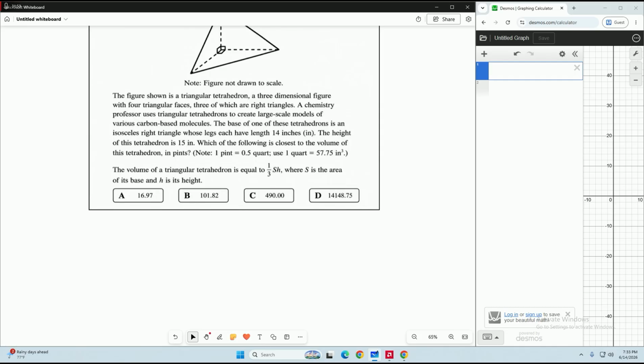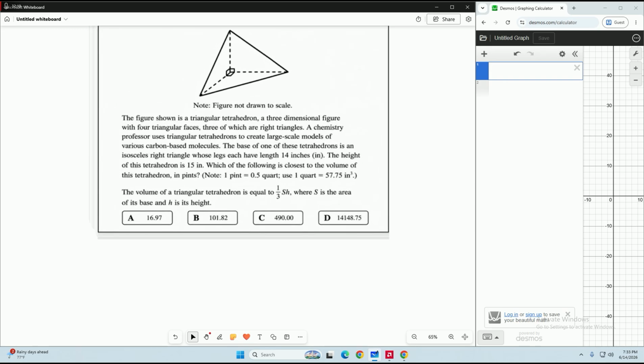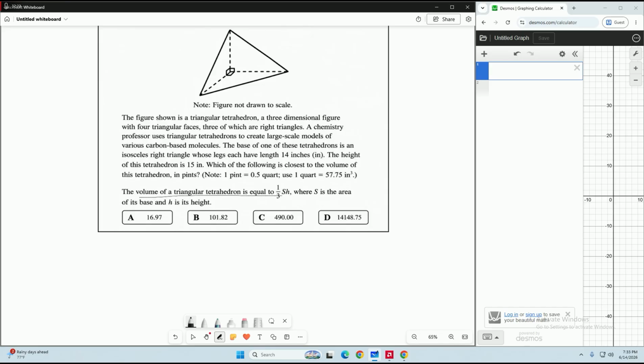The base of one of these tetrahedrons is an isosceles right triangle whose legs each have a length of 14 inches. The height of the tetrahedron is 15 inches. Which of the following is closest to the volume of the tetrahedron in pints? Okay, so this is actually a beast of a question. You need to do dimensional analysis, you need to find volume, you need to use area of triangles, a bunch of stuff. Luckily they give you what the volume of a triangular tetrahedron is right here.